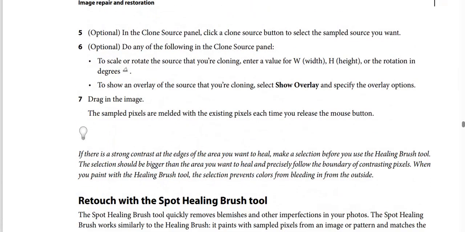And if there is a strong contrast at the edges of the area you want to heal, make a selection before you use the healing brush tool. And the selection should be bigger than the area you want to heal and precisely follow the boundary of contrasting pixels. And when you paint with the healing brush tool, the selection prevents colors from bleeding in from the outside.